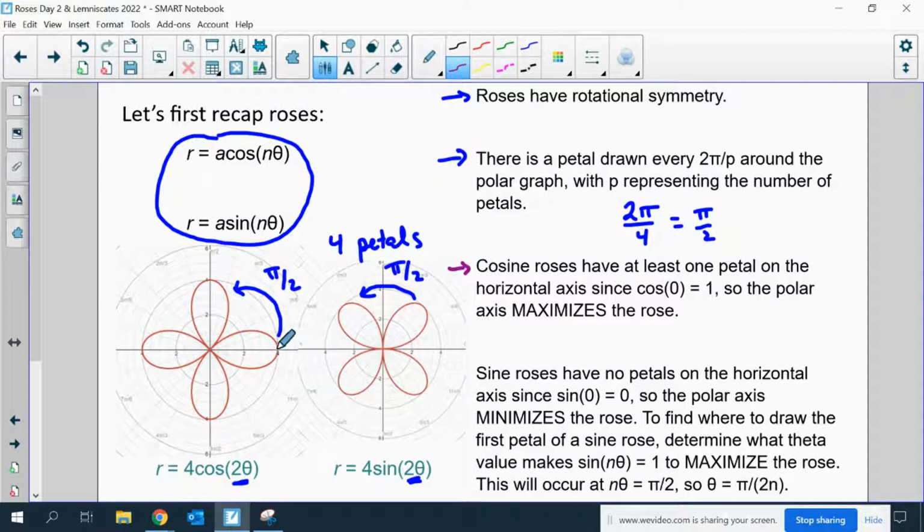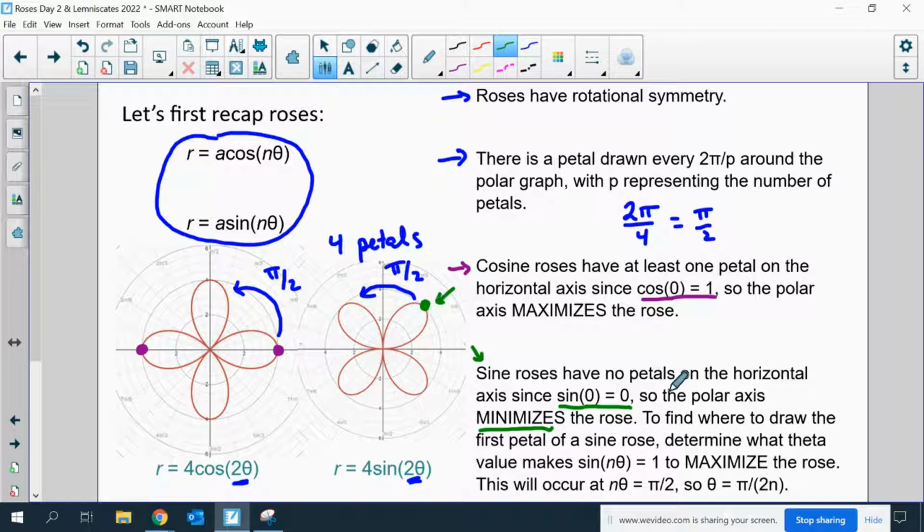Cosine roses always have at least one petal on a horizontal axis. So the horizontal axis would be at either of these purple points where it starts. The polar axis would maximize the r values since cosine of 0 is 1. However, since sine of 0 is 0, sine roses don't have any petals on the horizontal axis, because the polar axis or horizontal axis would minimize the r values.